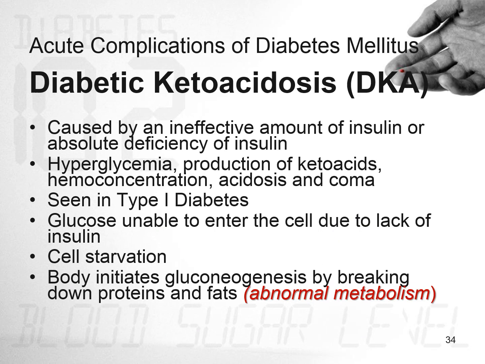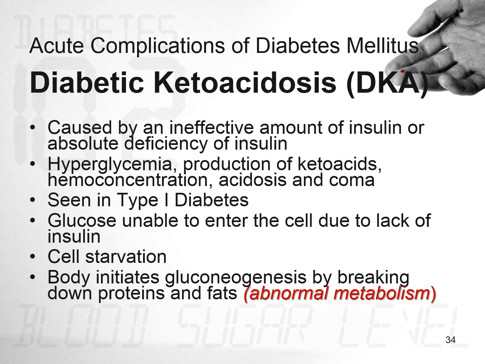Okay, so acute complications of diabetes, also that diabetic ketoacidosis, like we talked about a little bit ago. This is caused by an ineffective amount of insulin or an absolute deficiency of insulin, hyperglycemia, and then there's a production of keto acids, hemoconcentration, acidosis, and coma can even occur in patients in DKA. This is seen in our type 1 diabetics.